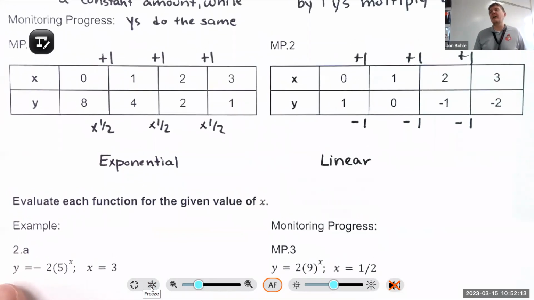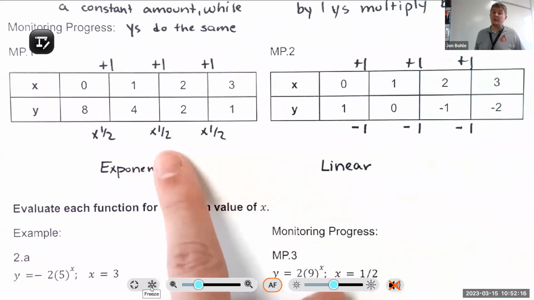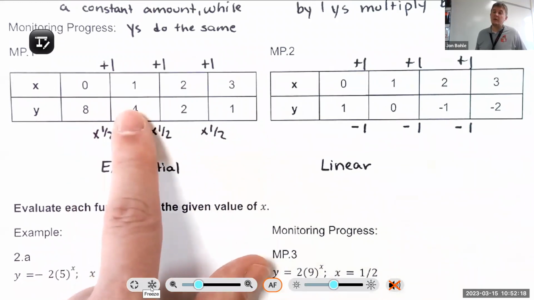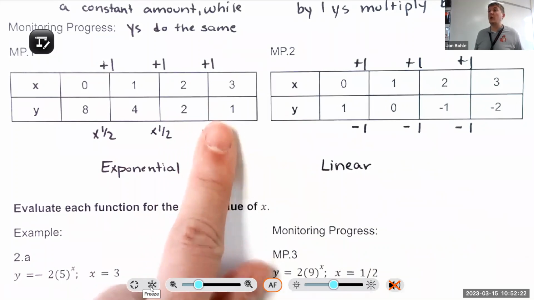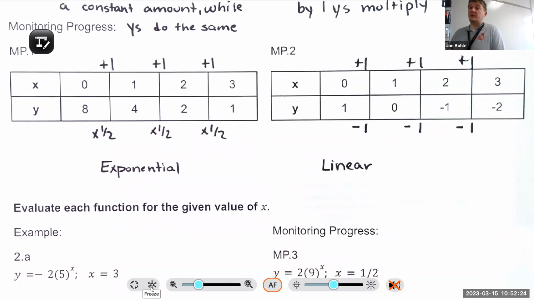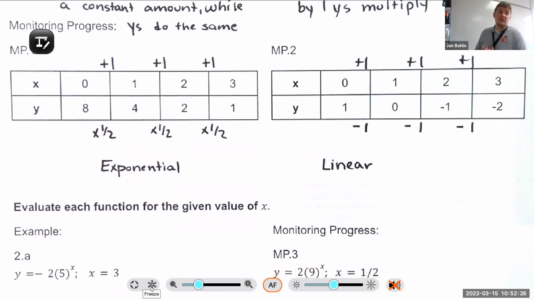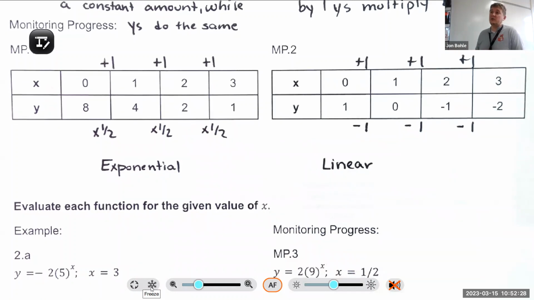Okay. I bet a lot of you wrote divide by 2 here, right? 8 divided by 2 is 4. 4 divided by 2 is 2. 2 divided by 2 is 1. That's fine. You can write divide by 2. There's nothing wrong with that. But you do need to understand that dividing by 2 is the same as multiplying by 1/2. So the numbers can decrease and it can still be exponential.